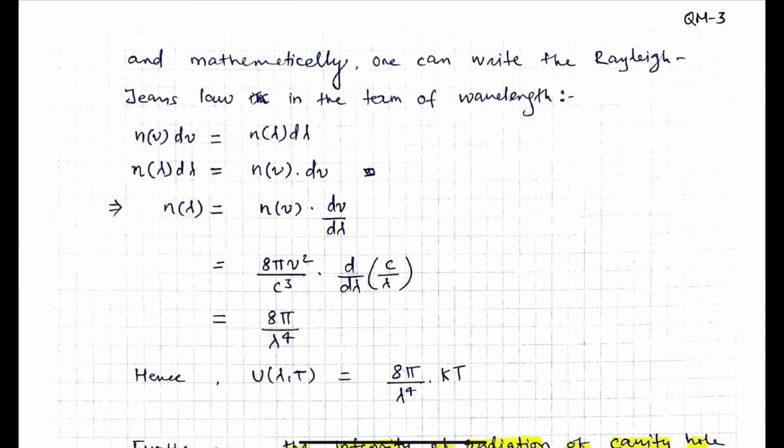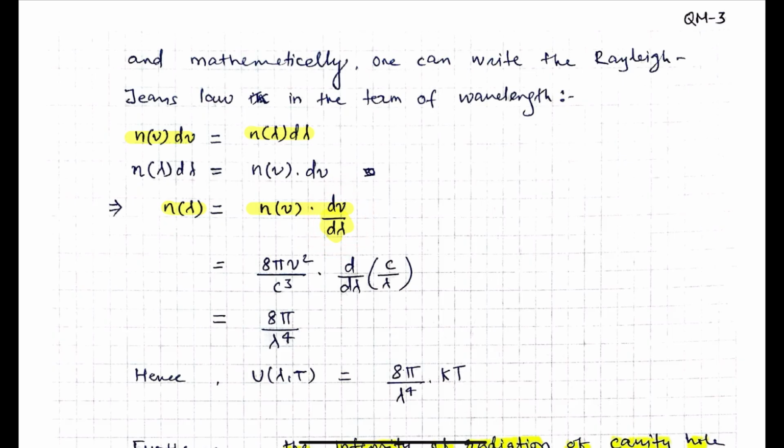Also, if you move forward in the mathematical formulation, we could say that this formulation, that is Jeans number, which was initially written in terms of frequency, could be written in terms of lambda as well. Then we will do a little bit of variation in its LHS and RHS, and we get that n as a function of wavelength is equal to n as a function of frequency and the derivative of frequency with wavelength.